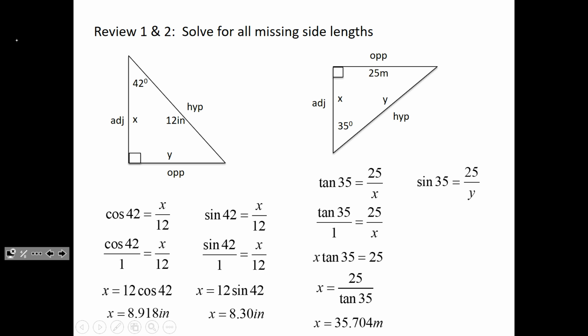Okay, so again, we have a variable in the bottom of the fraction. How am I going to get it out of there? Multiply both sides. Good. So then I have y times sine of 35 equals 25. So how am I going to get y by itself? Divide. So we end up with y is equal to 25 over sine of 35. What am I going to get there? Very good.